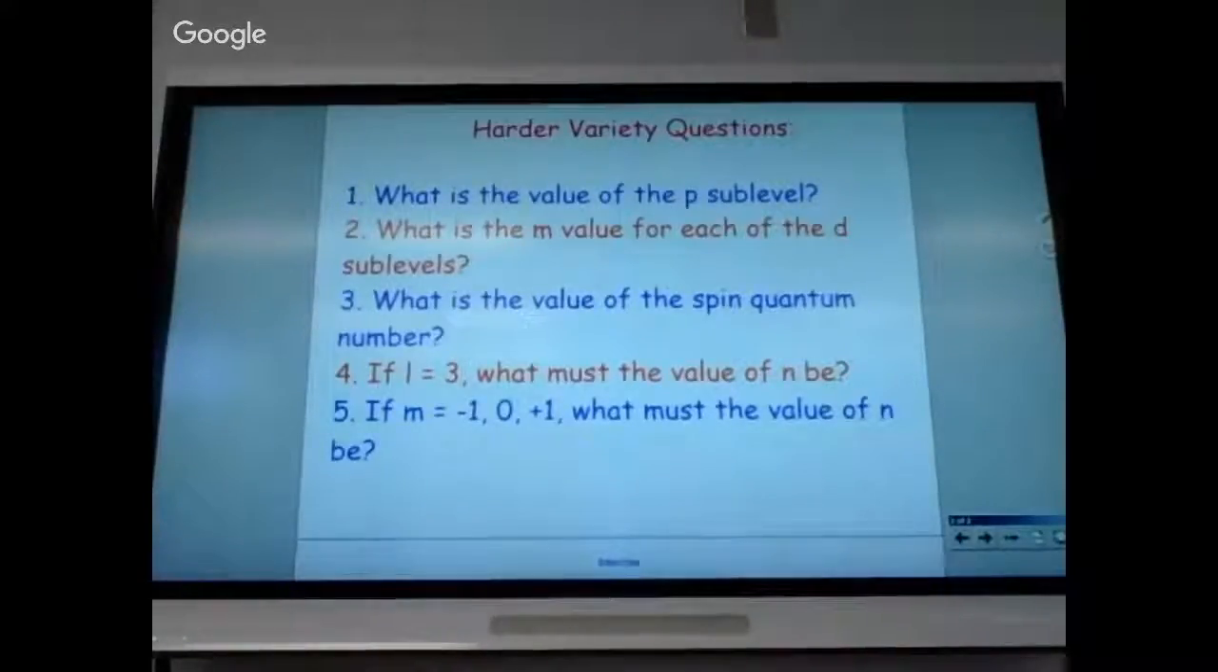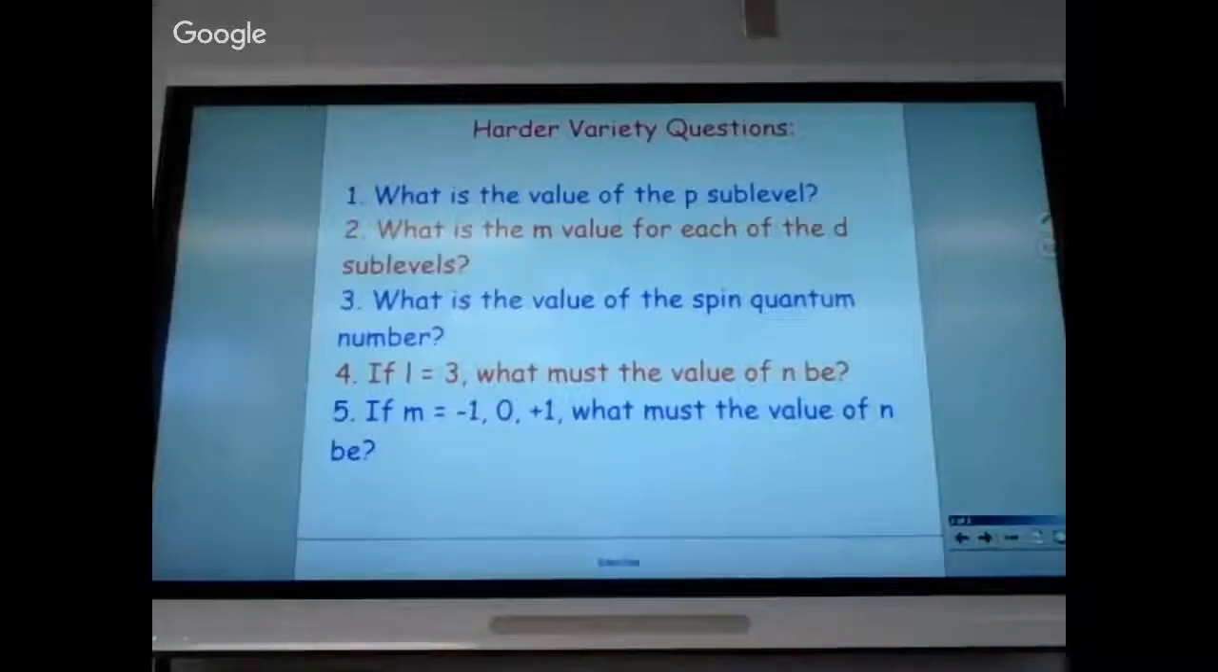Because look, you remember the values of L for the orbitals? S is 0, P is 1, D is 2, and F is equal to 3. It's the fourth letter. So you would need 4 energy levels. So it would be 4D?